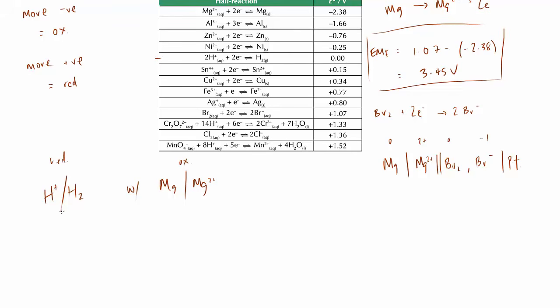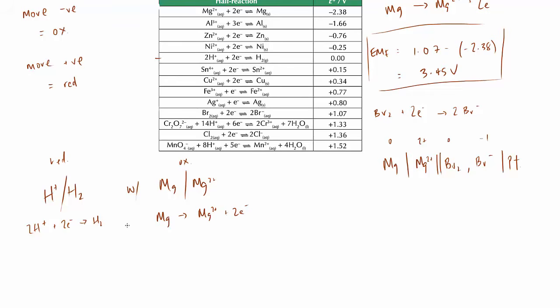So we would have the H plus ions gaining electrons, going to H2, and this side we would have the oxidation, which would be the Mg to the Mg2 plus plus 2 electrons, which isn't particularly outstanding.